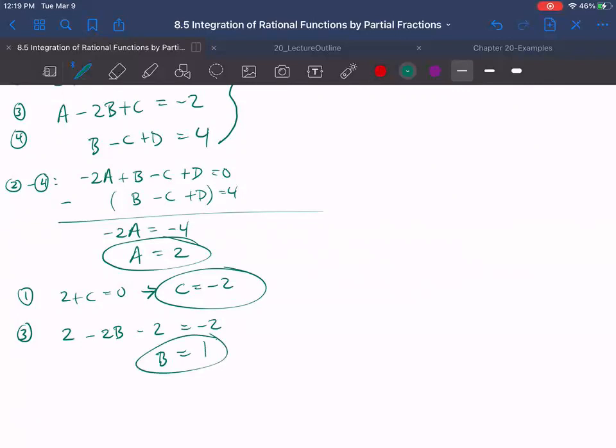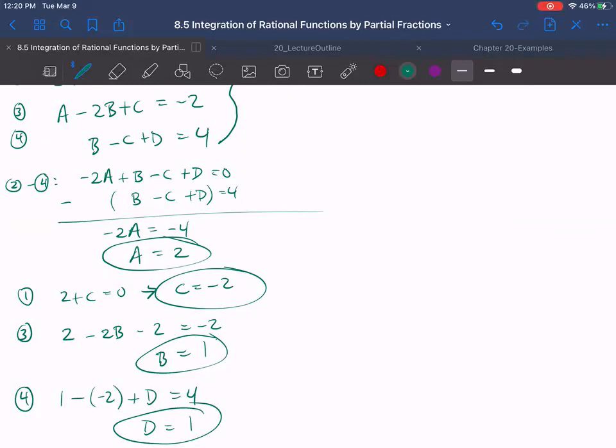And after that one, you can go to whatever one has d in it, which is either equation 2 or equation 4. Equation 4 only has b and c in it otherwise. So if you go to equation 4, we end up with b, 1, minus c, negative 2, plus d equals 4. Oh, 1 minus negative 2 is plus 3. It's 1 minus negative 2, that's 3. So yeah, d is 1.